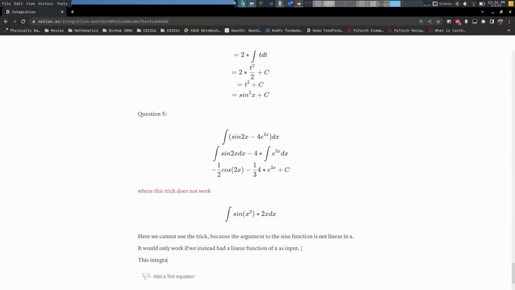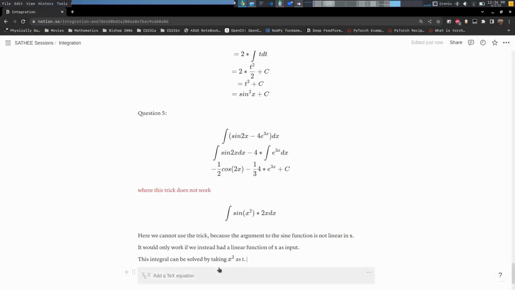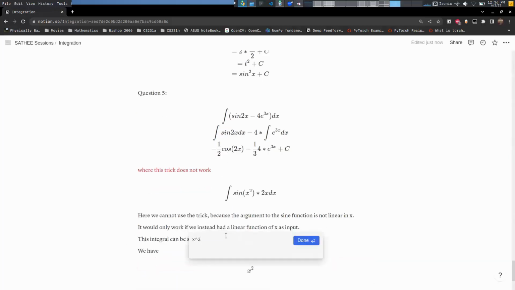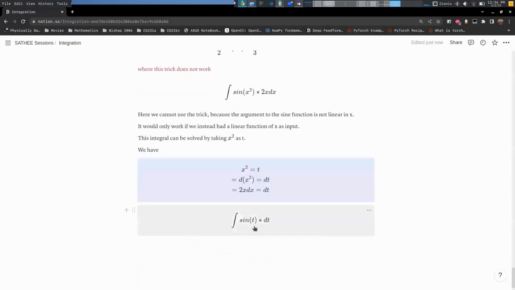So this integral can be solved by taking x square as t. If we take x square as t, then we can simply write this as the integral of sine t into the derivative of t. So how did this come about? Let's see. We have x square is t. This means that the derivative of x square is the derivative of t, so 2x dx is dt. And since 2x dx is dt, we can directly put its value from 2x dx here to write it as dt.